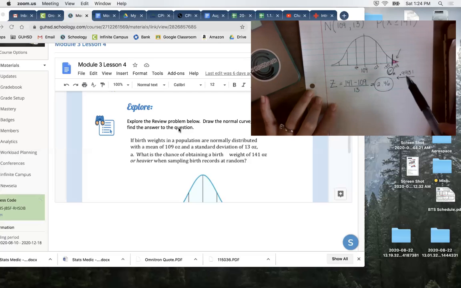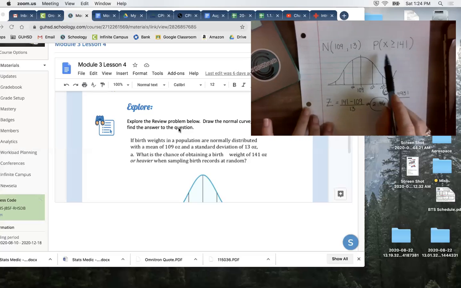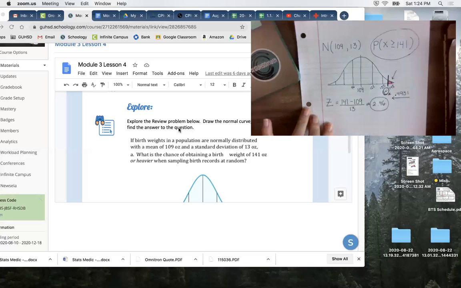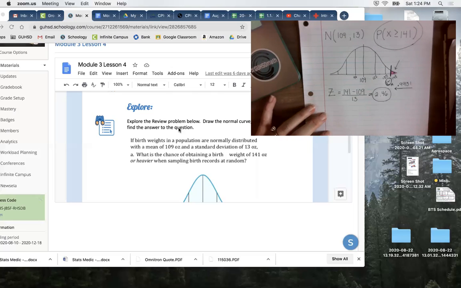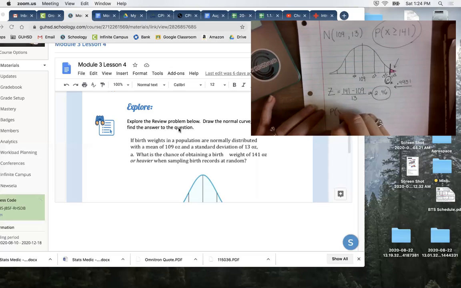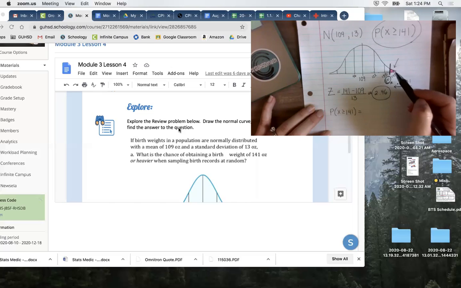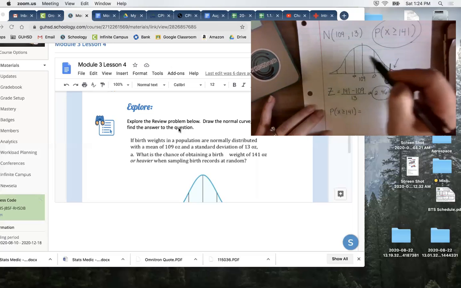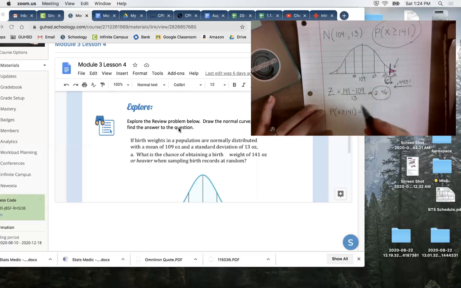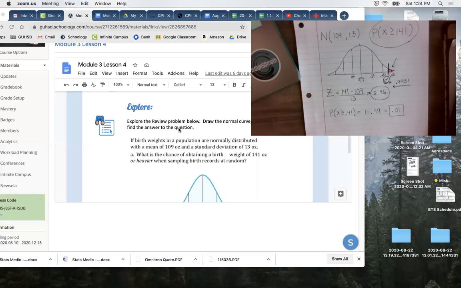I don't want the area to the left. I want the area to the right. I want to know specifically what is the probability of getting a value greater than 141 ounces. So the way I calculate that, I'm going to actually write it. The entire area is 1. So I'm going to take 1 minus my 99% that I just looked up. 1 minus 0.99, and I get about 1%. About 1% of babies were heavier than 141 ounces.